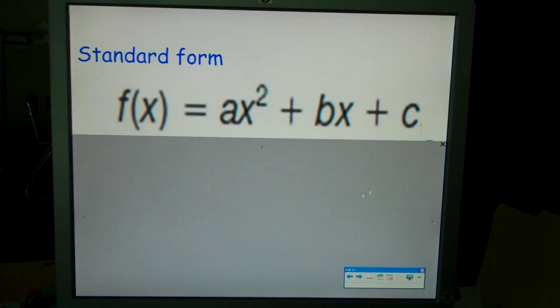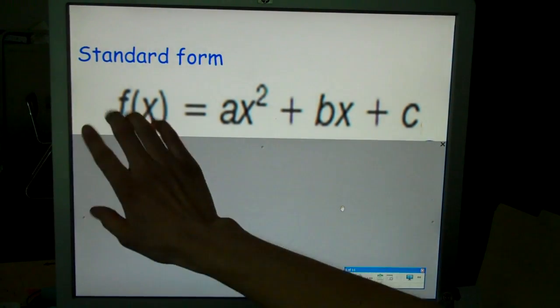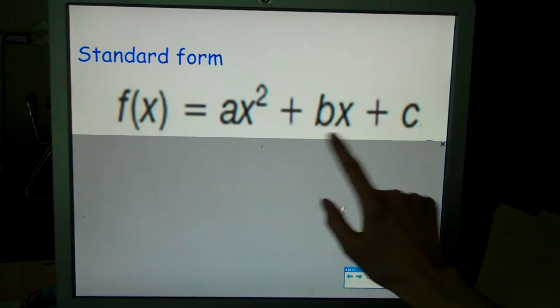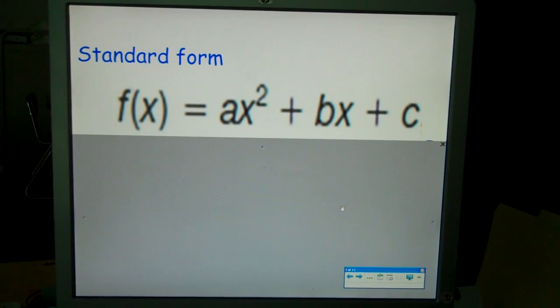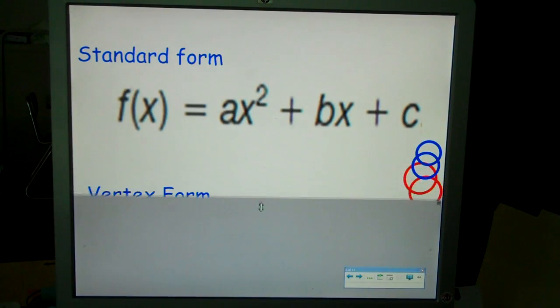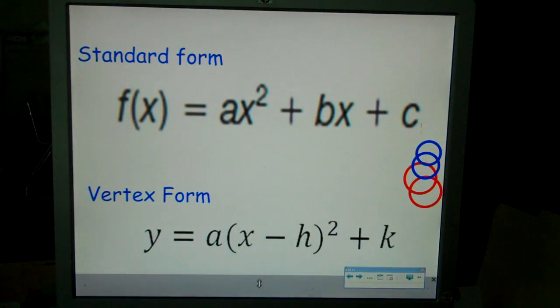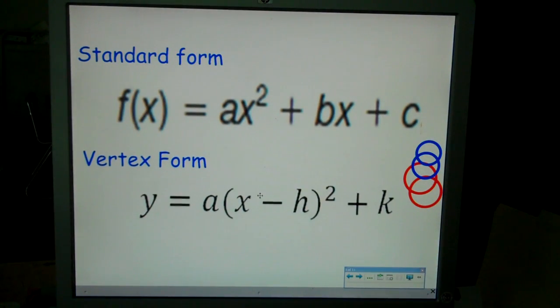Okay? So this one should be familiar to you. Standard form, f of x, we could also say y, equals ax squared plus bx plus c. You should be dreaming about this by now, okay? We're familiar with that. It's good. All right, here's vertex form. There it is, okay?